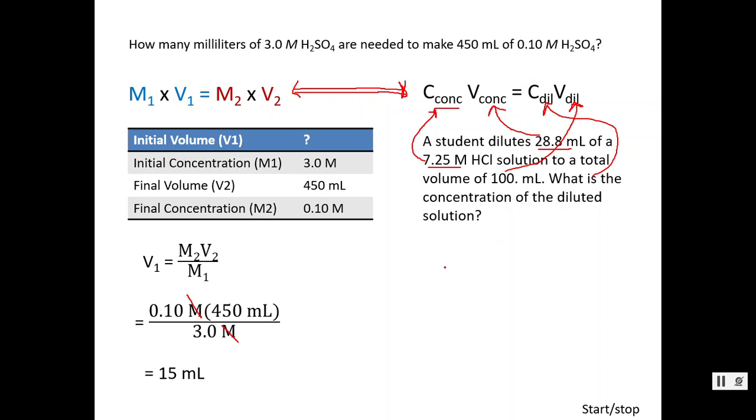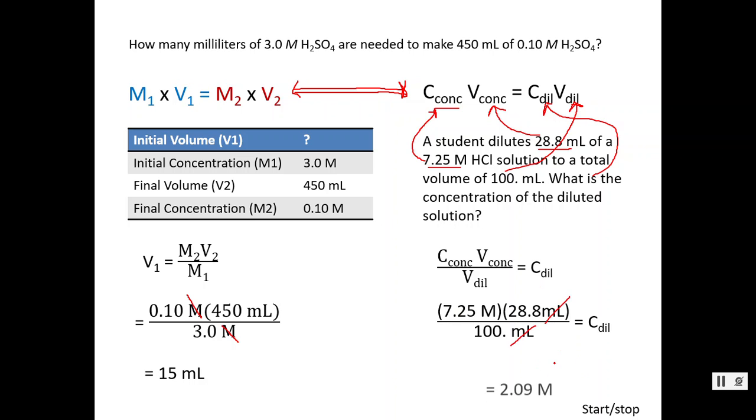Solve for C diluted. In doing similar algebra, I'm going to take the CV equation and divide both sides by V diluted. Plug in my numbers, seeing that my units cancel, and I get a C diluted, or my diluted concentration, of 2.09 molarity. And it makes sense that my diluted concentration is less than my starting concentrated solution. So that's a way that you can check yourself as well.